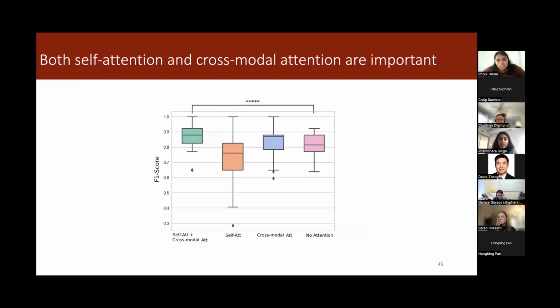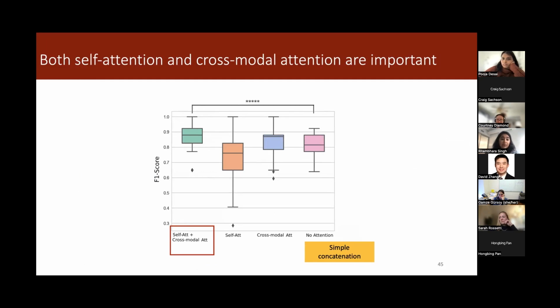The next thing we said was, well, does adding these extra attention layers and everything, does it even help? And so we used a no attention baseline. So this was the simple concatenation baseline. And what we found was, after hundreds of runs on random seeds, that overall adding both self-attention and the cross-modal attention improved the performance significantly over a simple concatenation baseline.